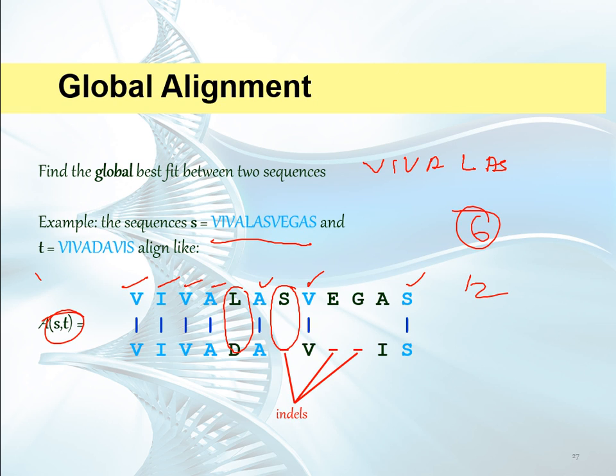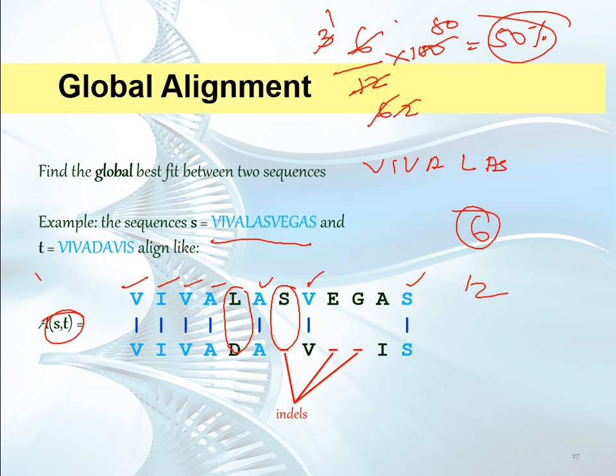Okay. So if we find the alignment score for these two, we can find 6 by 12. 12 is the total maximum, times 100. Means, okay, 3 1 is 3, 3 2 is 6, so 50% matching between these two, Las Vegas and Dallas.